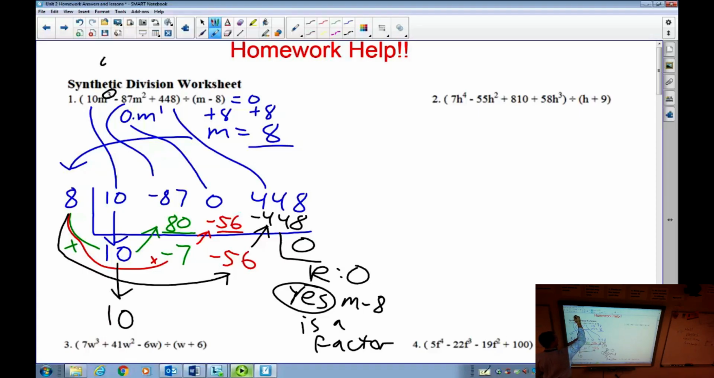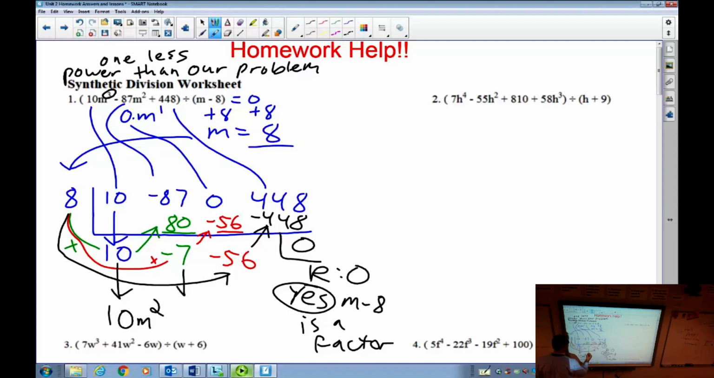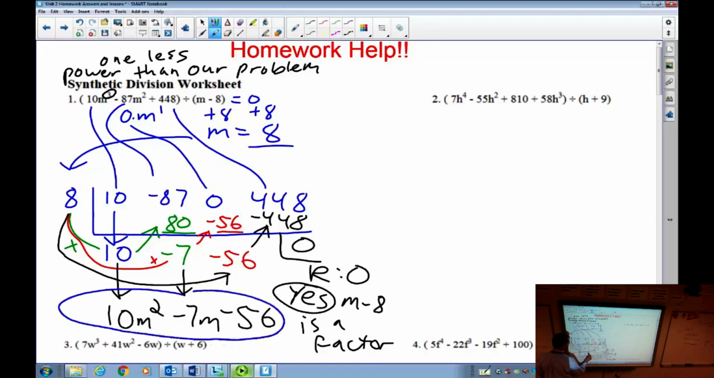So it's the greatest power, and then 1 less power than our problem. Okay? So in our case, m to the cube power, we're going to put 10m to the squared power. And we'll bring down the negative 7, so that's negative 7m to the first power. And then minus 56. Nailed it. So we'll go ahead and circle our answer there. 10m squared minus 7m minus 56.